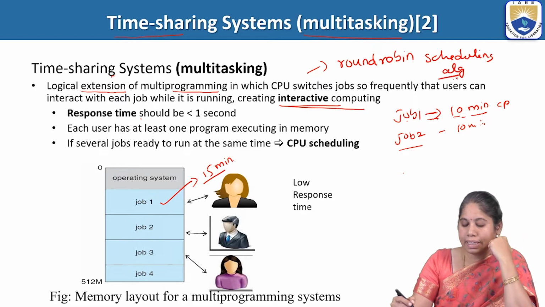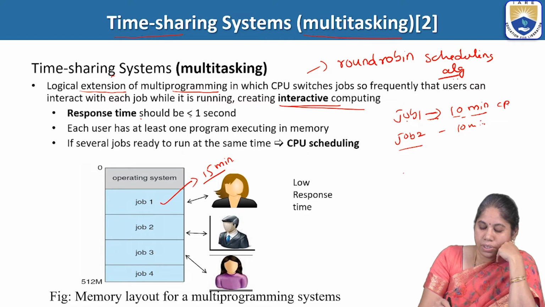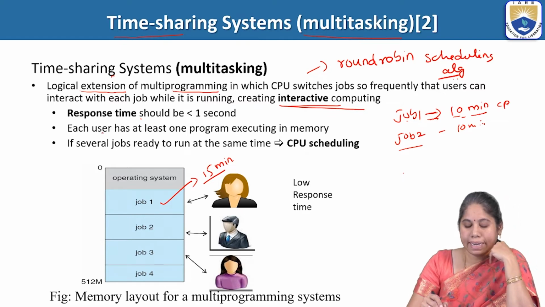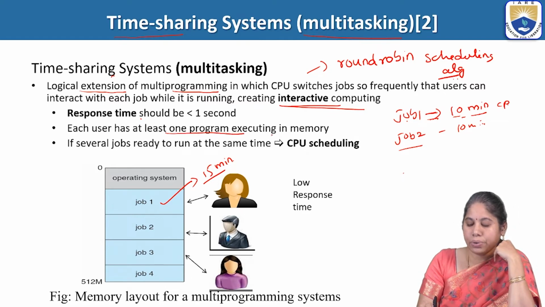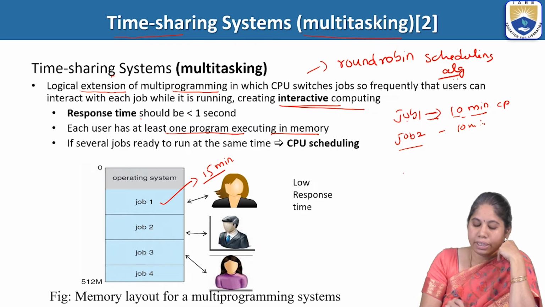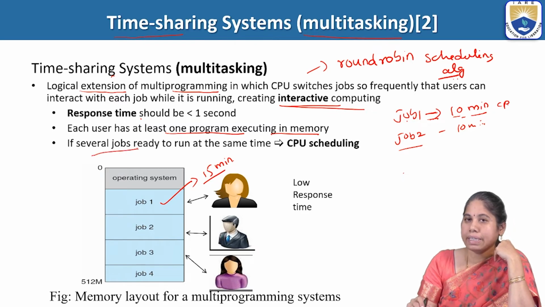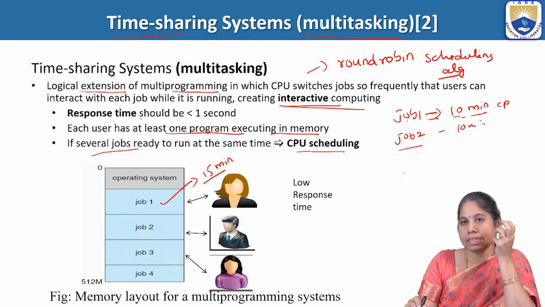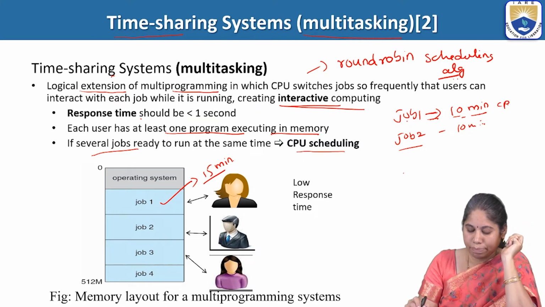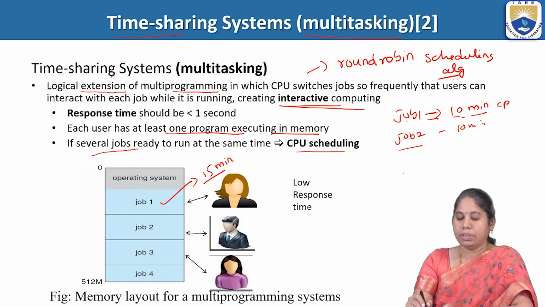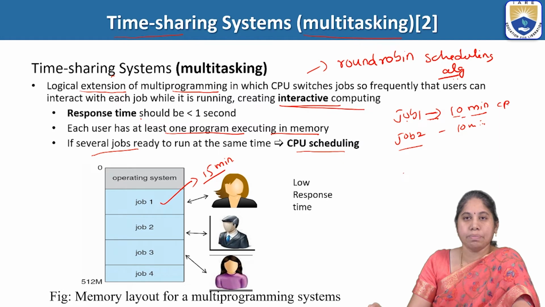That we will discuss in the later classes. So here each user has at least one program executed in the memory. If several jobs are ready to run at the same time, then CPU scheduling algorithms will decide what job has to be picked from the memory and given to the CPU. This is all about a time sharing system.